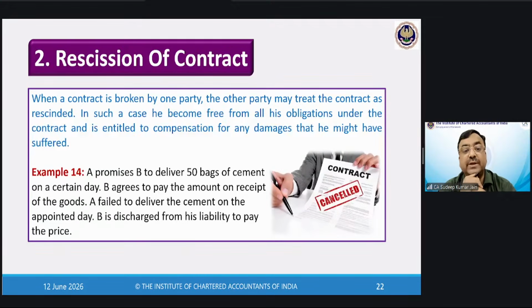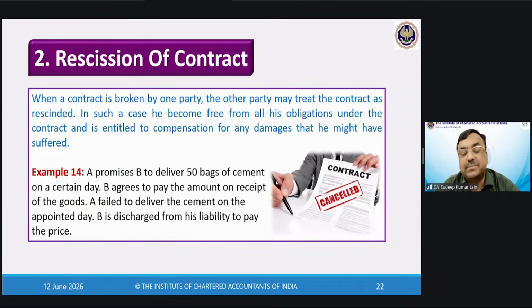See, A promises B to deliver 50 bags of cement on a certain day. B agrees to pay the amount on receipt of goods. A failed to deliver the cement on the appointed day. B is discharged from the liability to pay the price. What was decided in the contract? That A will deliver 50 bags of cement to B and B will make the payment on receipt of the goods. So if A does not deliver the goods, that is 50 bags of cement, then B is not liable to make the payment. B can also cancel the contract.